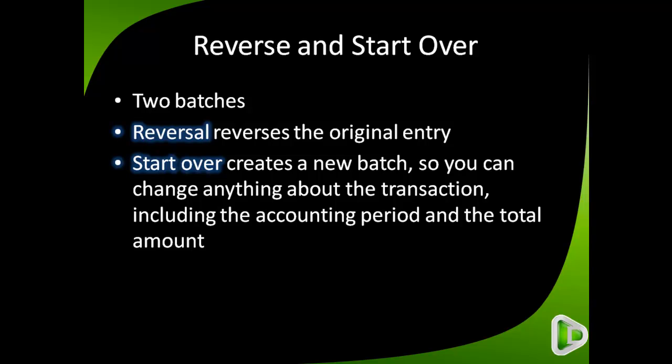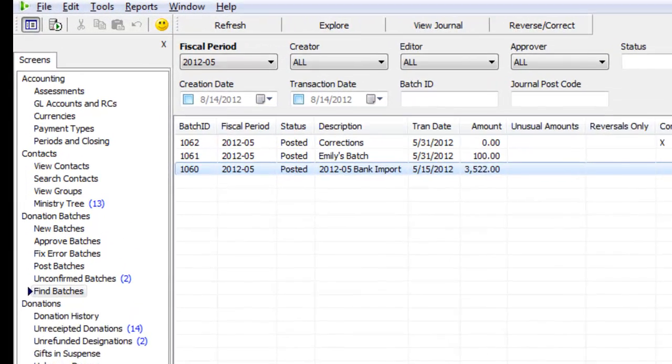With a regular reversal, it's only a reversal without a new batch. With a correction, it is a reversal, but the new batch must be in the same accounting period, and you cannot change the total of the batch, only the information within the batch. So a reversal and start over is eliminating the entire transaction or batch as if it had never happened and starting fresh. Now let's take a look at how this appears in DonorWise.